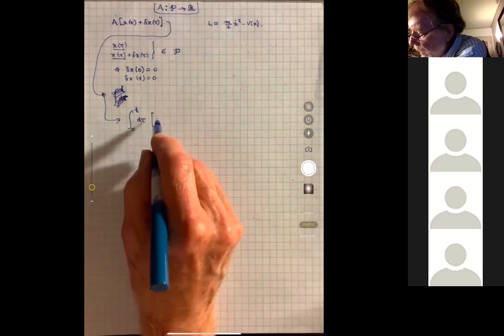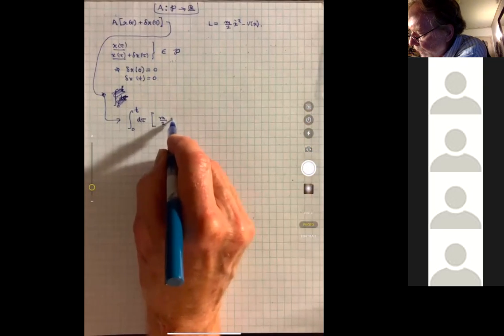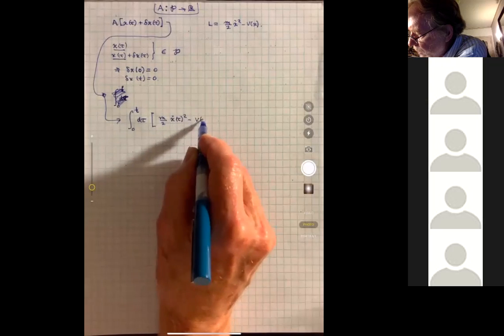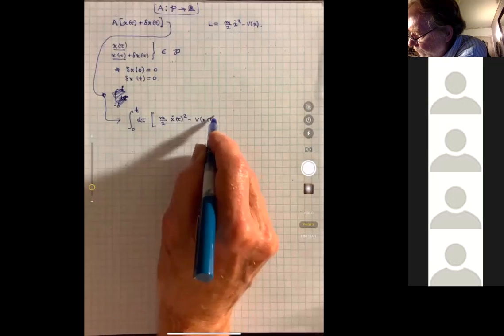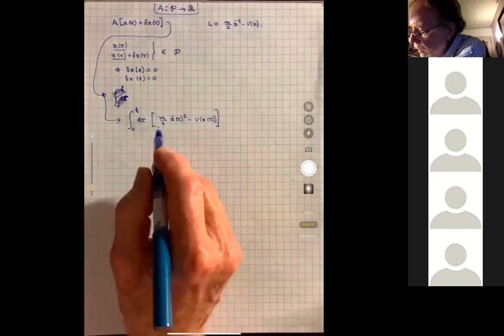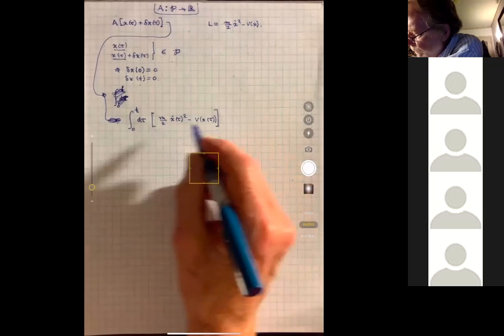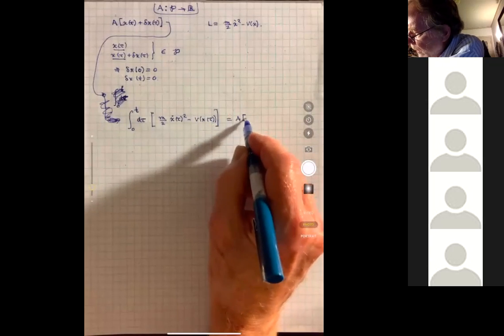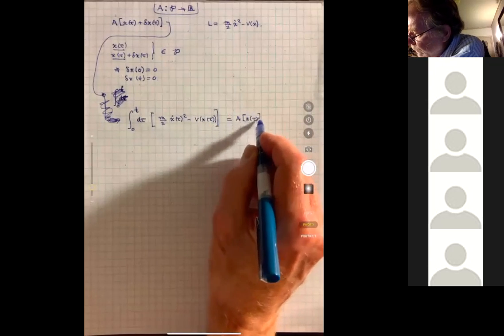So it's the integral d tau, and then it's m over 2 x dot of tau quantity squared minus V of x of tau, like so. That's what A of x of tau is. It's a definition of it. All right.